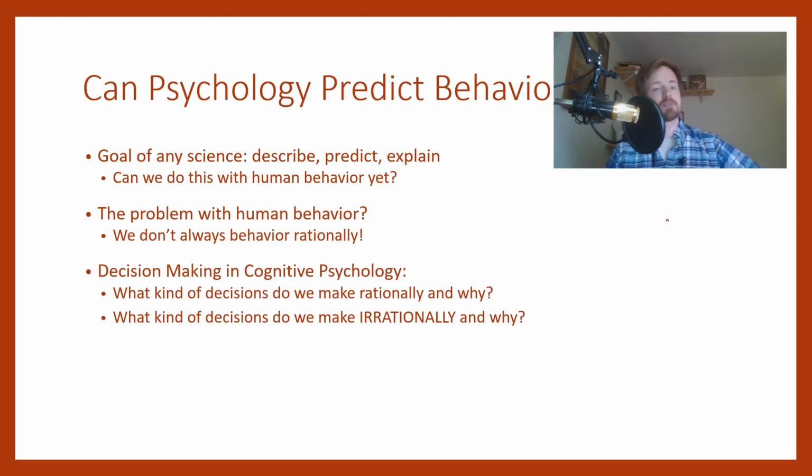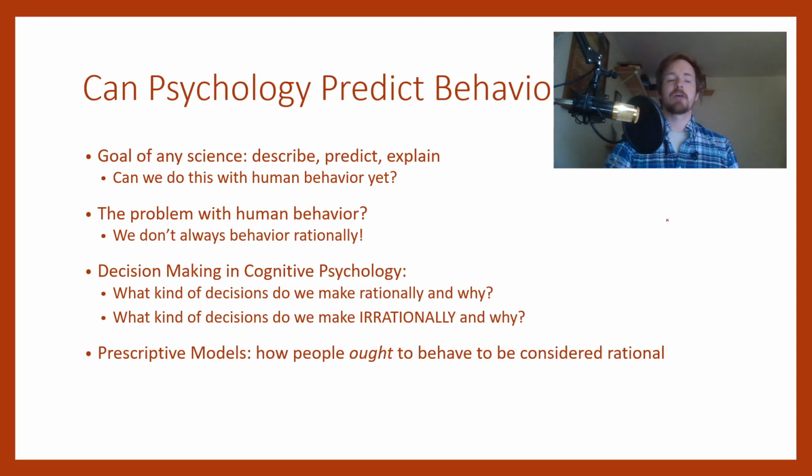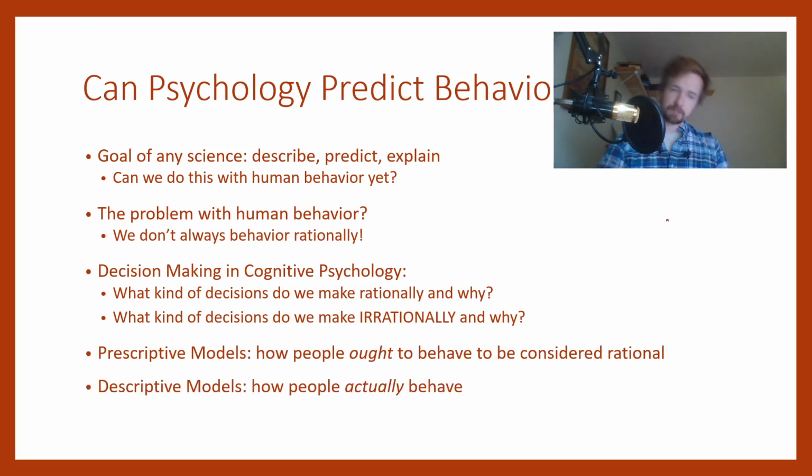So in cognitive psychology, there are two kinds of decision making and research in decision making. That is the decisions that we make rationally, which are called prescriptive models, and then we have decisions that are made irrationally, which are called descriptive models. So we're going to be looking at both of these in this chapter. Mostly, though, we're going to be looking at the second one.